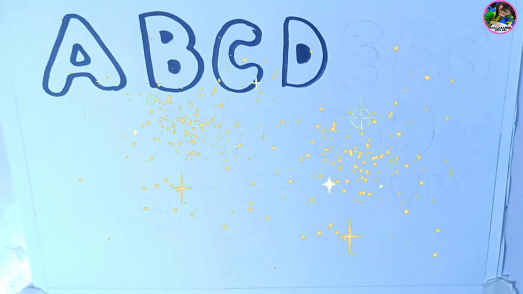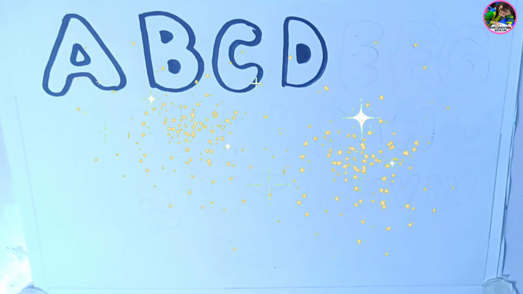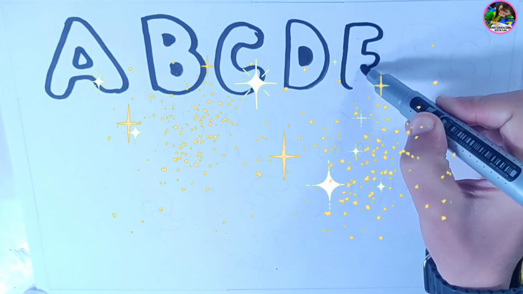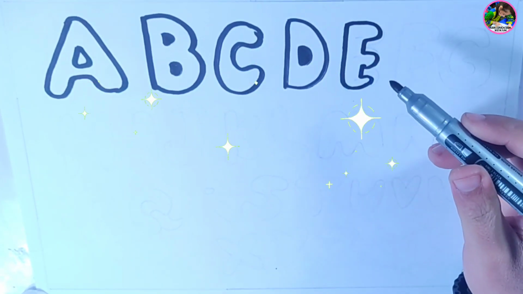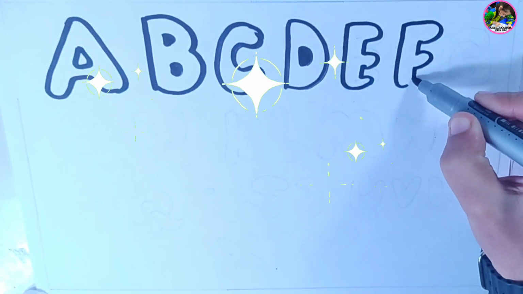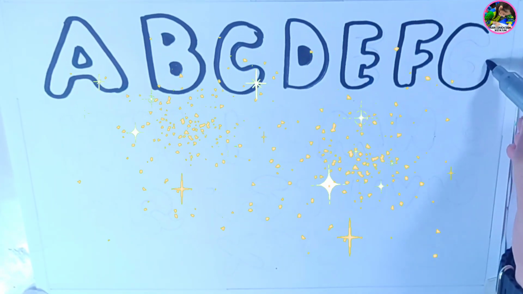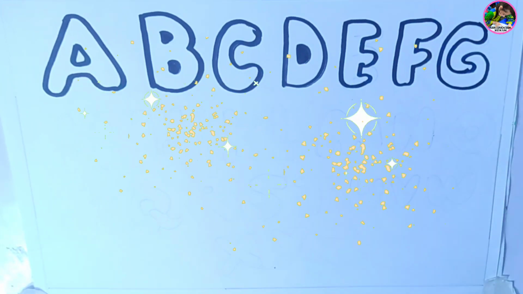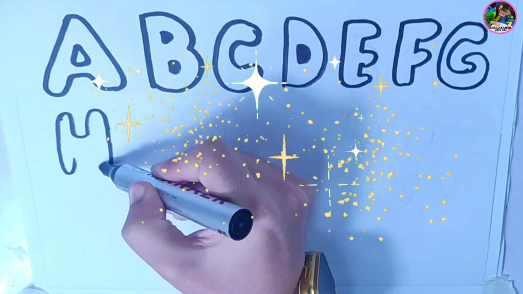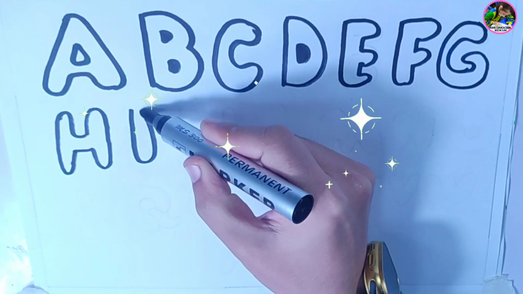D. Letter D. D is for duck. Next to letter D is letter E. E is for elephant. F. F is for fish. G. G is for goat. H. H is for horse.